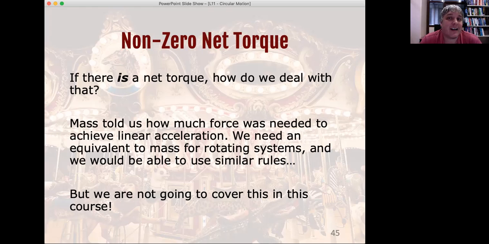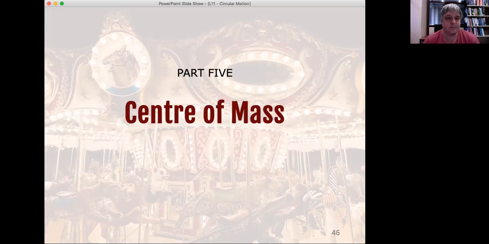That means we have to figure out how torques relate to changes in angular speed. That's beyond this course. We're not going to get into it. Essentially, if you get a problem and you find that you have a non-zero net torque, your conclusion would just be that this will change angular speed. We're not going to worry about how much or the properties of that.